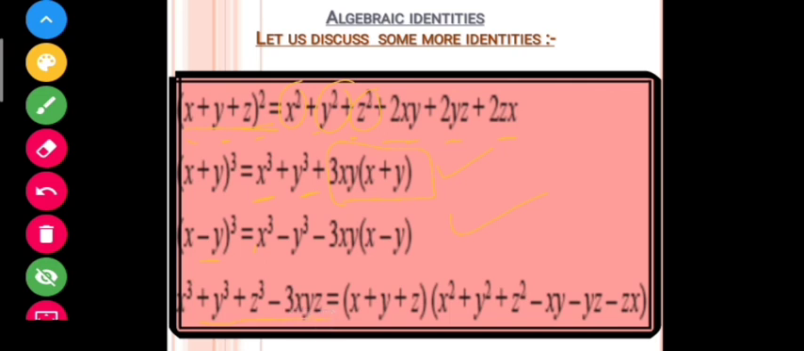plus z cube minus 3xyz is equal to the product of the sum of the first three terms, and after that the product of first term square plus second term square plus third term square minus product of the first two terms, minus product of the second and third terms, and minus product of the third and first terms. I hope it is very simple to remember all these identities, and let us see how we are going to prove these identities.